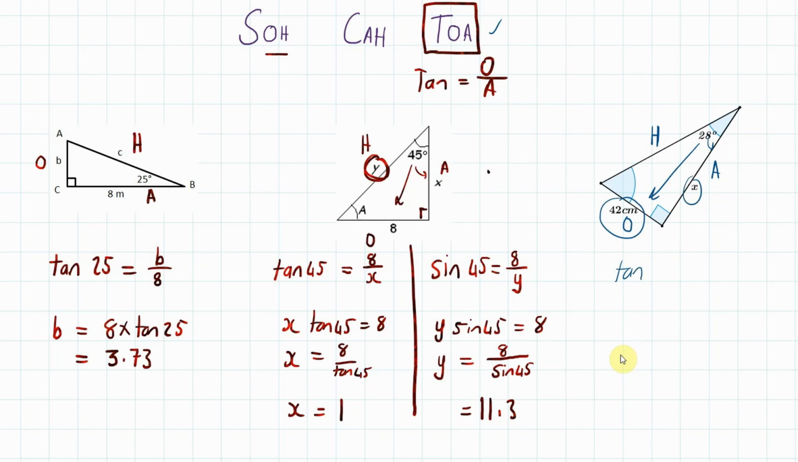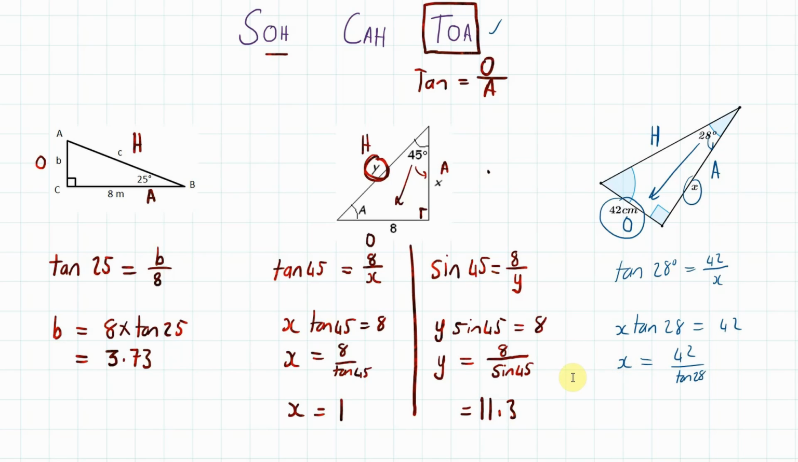So tan 28 degrees equals opposite over adjacent. And again, we've got this annoying thing with the x at the bottom, so what do we do? Same as the other ones. Multiply both sides by x. So we get x tan 28 equals 42. How do we get that tan 28 across to the other side? Just like in the other examples, we divide both sides by tan 28. So we get x is equal to 42 over tan 28.